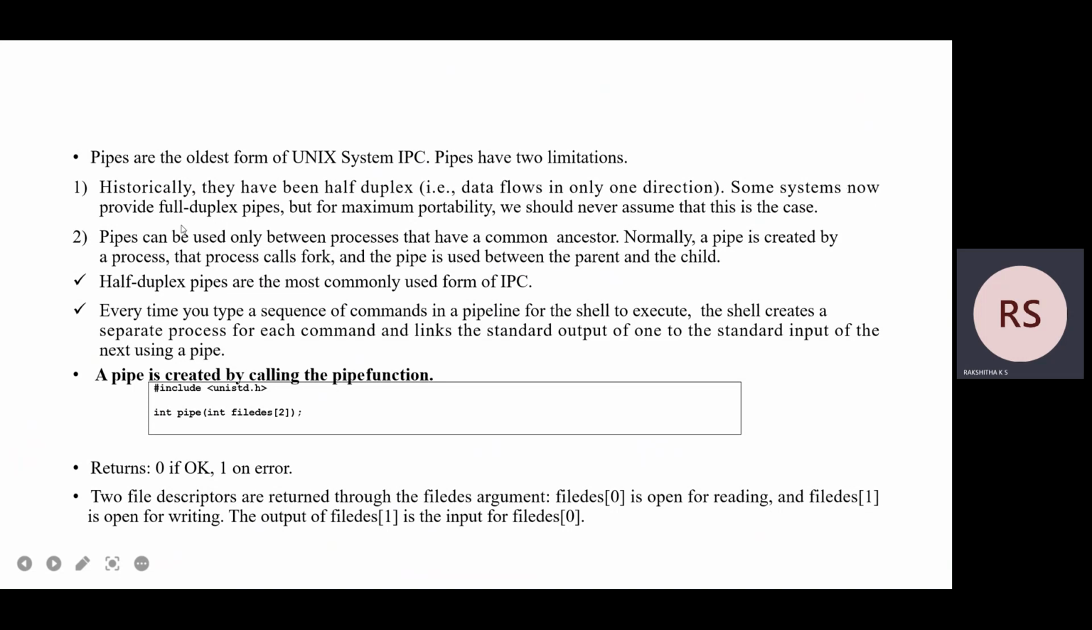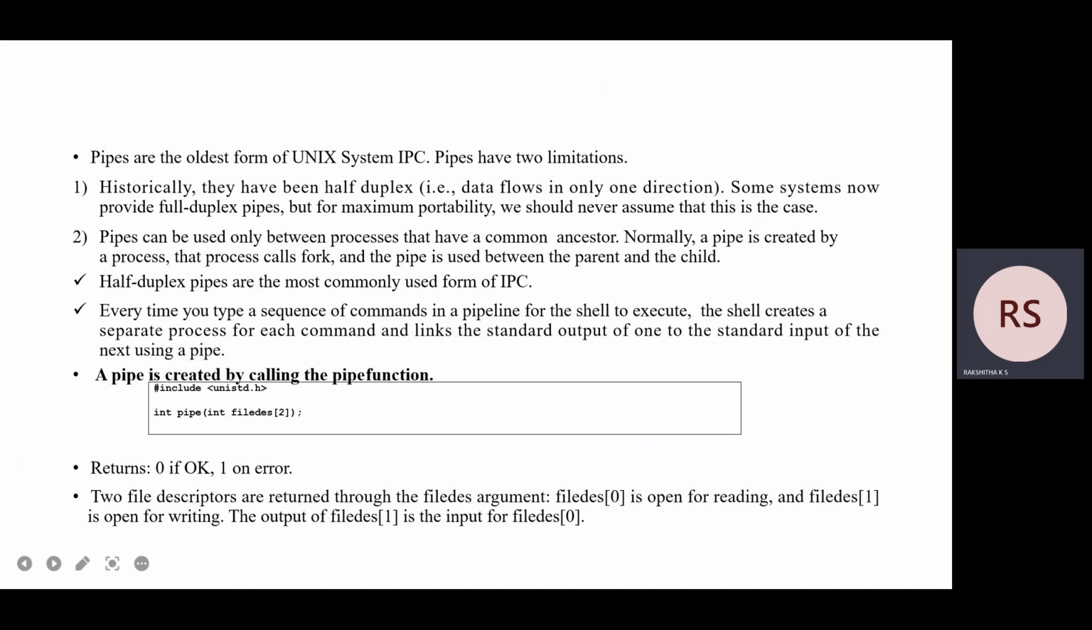Some systems now provide full duplex pipes, but for maximum portability we should never assume that this is the case. Pipes can be used only between processes that have a common ancestor. Normally a pipe is created by a process that will then call the fork function.